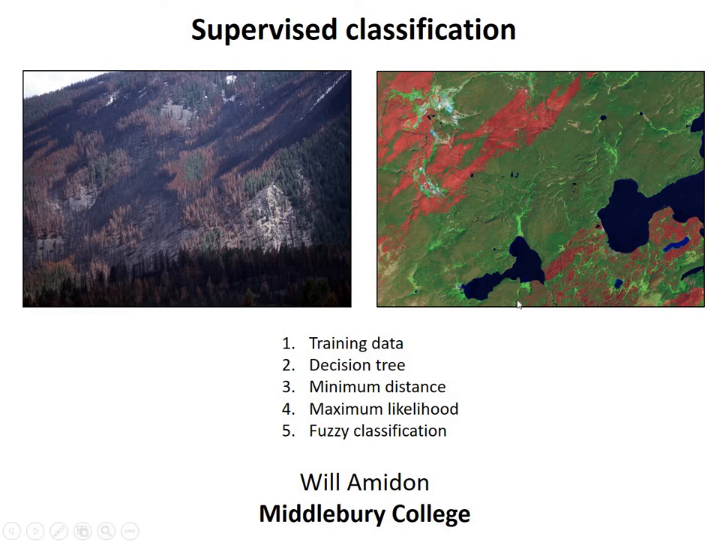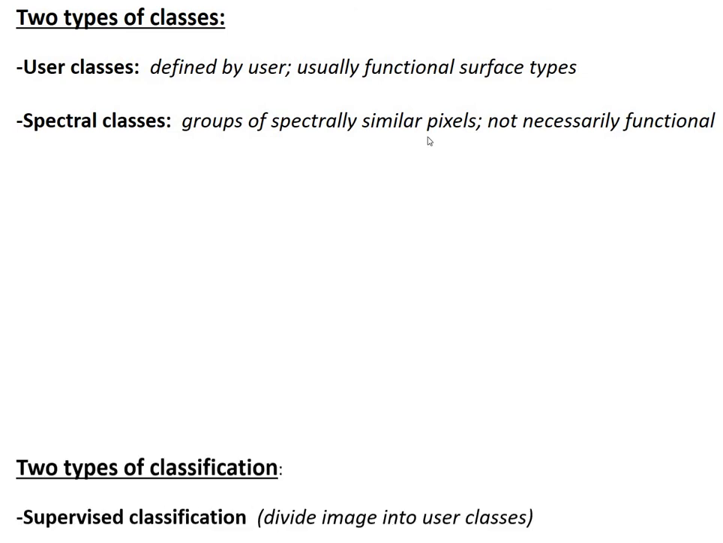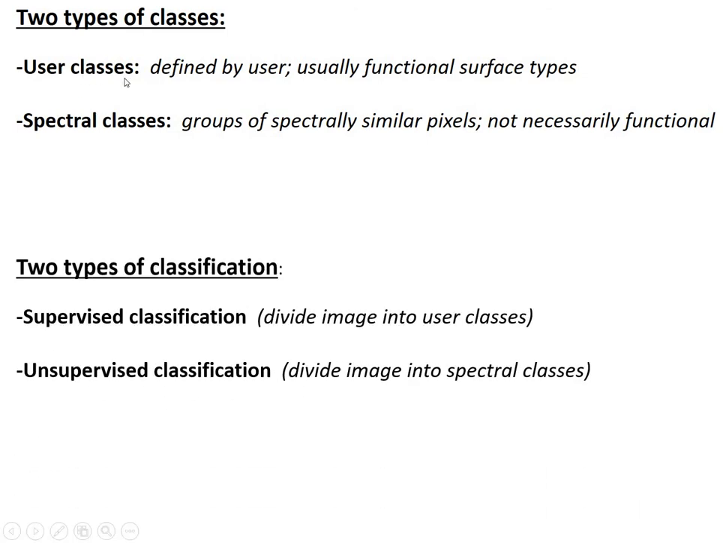So as a reminder, in classification our goal is to go from some kind of image where each pixel is essentially a number and assign each of those pixels into a class where we might be able to have a map. And we can think of two types of classes. One are user classes. These are defined by the user and are usually functional surface types. In this case, we're going to talk about Yellowstone National Park, so we might talk about burned areas versus unburned, or water versus rock. Those are examples of user classes.